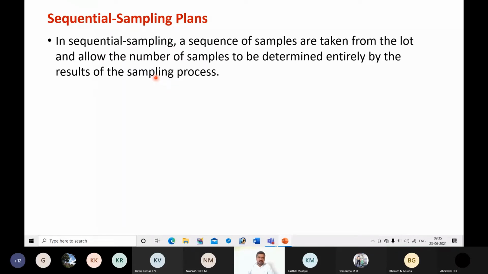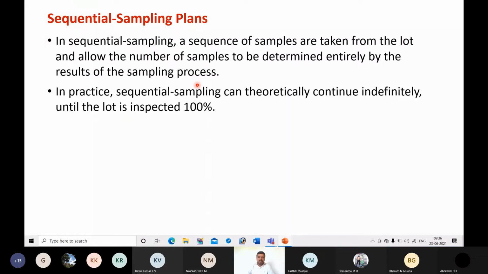In practice, sequential sampling can theoretically continue indefinitely until the lot is inspected 100%. In the worst case, we may end up evaluating the entire lot, but we don't allow it to go to that extent. We have a different approach in order to avoid inspection of all the units in a lot.